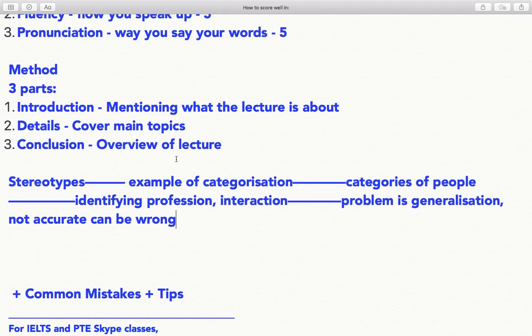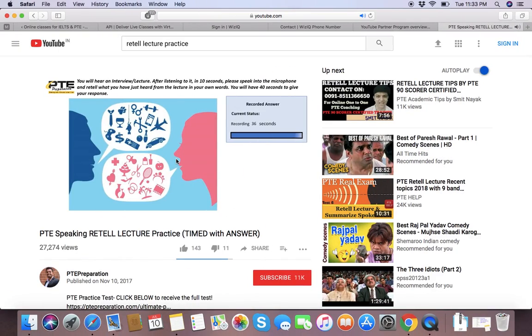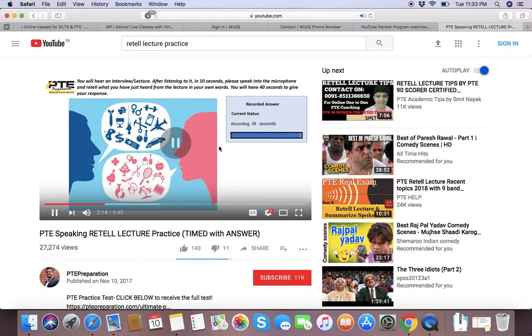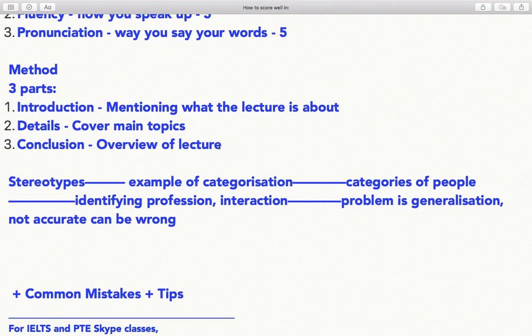The only problem with stereotypes is generalization. Sometimes they can be inaccurate and wrong. So, to conclude, stereotypes can be helpful in some scenarios, whereas it could be problematic in the others. So guys, this was my answer for this lecture, and let me explain it to you.